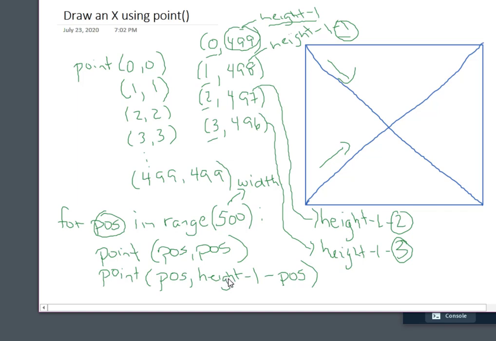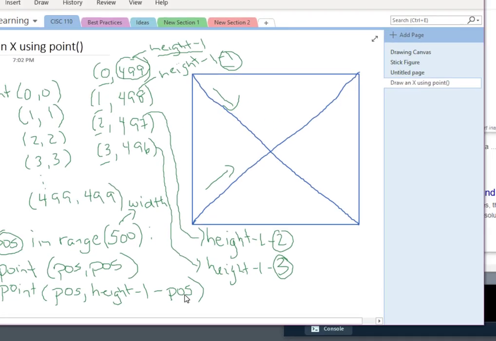Okay, so for the very first value, position or POS would be 0, so I would have height minus 1 minus 0. The second time position would be 1, so I'd have height minus 1 like I have here. Then I'd have height minus 1 minus 2 like I have down here, and height minus 1 minus 3 for the next one, etc. Until I have the x position, which would be 499, and I would have height, which is 500, minus 1, which is 499, minus 499, which is 0.